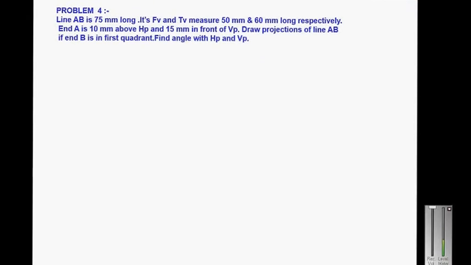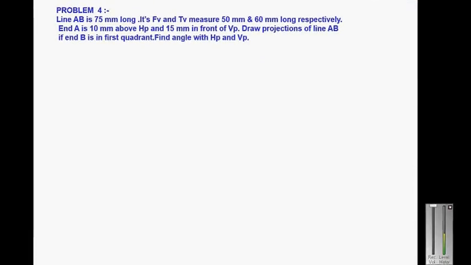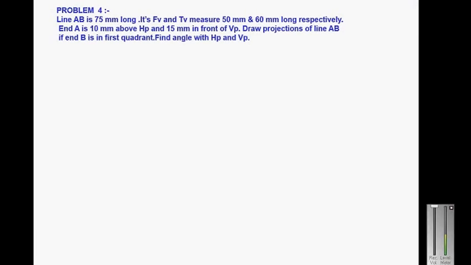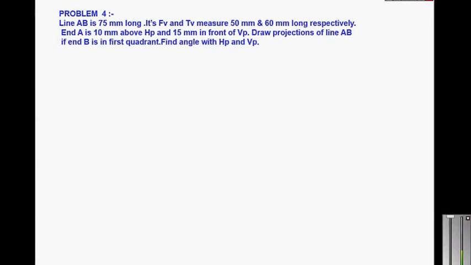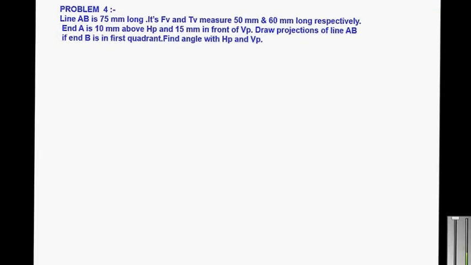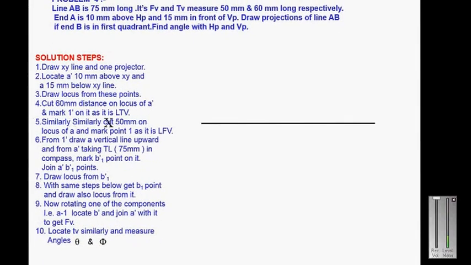Problem number 4: line AB is 75 millimeter long, which means the true length is 75 millimeter. Its front view and top view measure 50 millimeter and 60 millimeter long respectively. So A dash B dash is 50 millimeter and AB is 60 millimeter. End A is 10 millimeter above HP and 15 millimeter in front of VP, so end A is in the first quadrant. Draw the projections of the line AB, and if end B is in the first quadrant, find the angles with HP and VP. So draw the XY line.